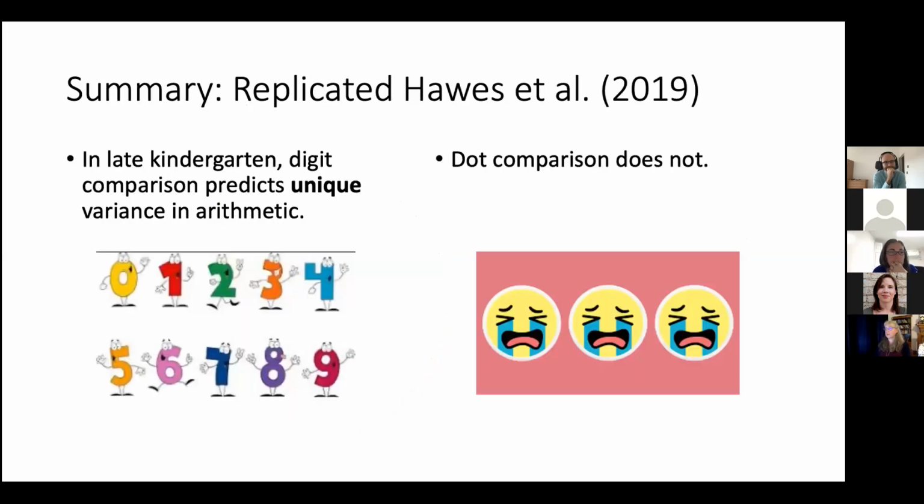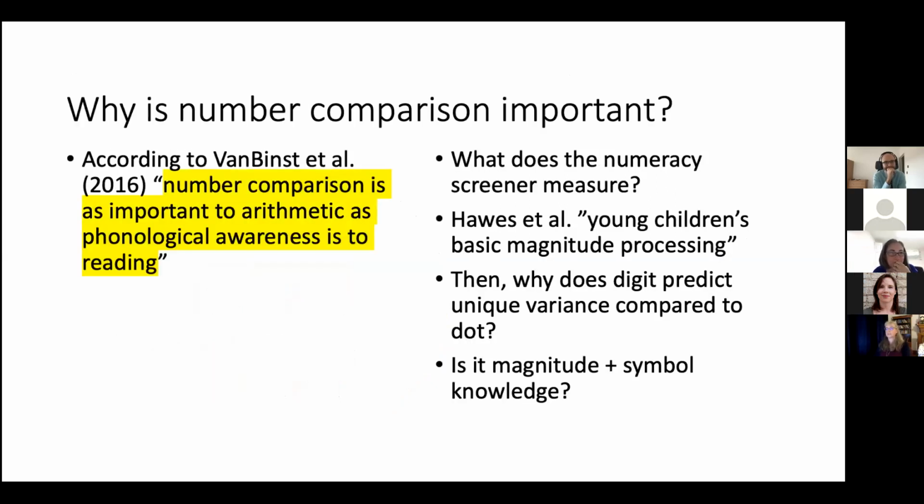So in summary, yes, we replicated Hawes et al. In late kindergarten, digit comparison predicts unique variance in arithmetic, so the digits are happy, but dot comparison does not predict unique variance. The dots are sad. Okay, but I wanted to touch a little bit on why number comparison might be something important. I'm sure many of you are familiar with a paper by Vanbinst et al. where they said that number comparison is as important to arithmetic as phonological awareness is to reading.